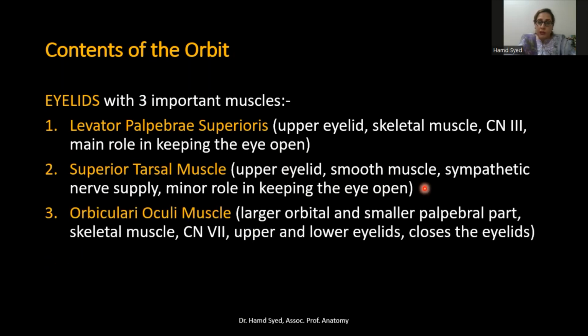The third muscle in the eyelid is the orbicularis oculi muscle. Now, this muscle is a large muscle. It has two parts. The larger one is the orbital part, and the smaller one, which is in the eyelid, is actually the palpebral part. Now, this is a skeletal muscle. It is supplied by the seventh cranial nerve, that is the facial nerve. And this is present within both the upper and lower eyelids, and its function is to close the eyelids.